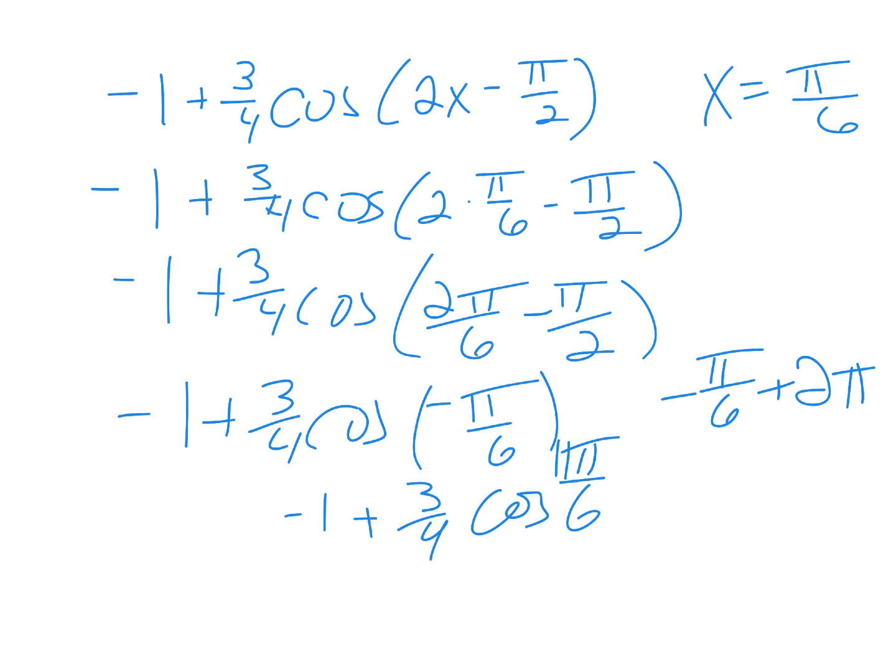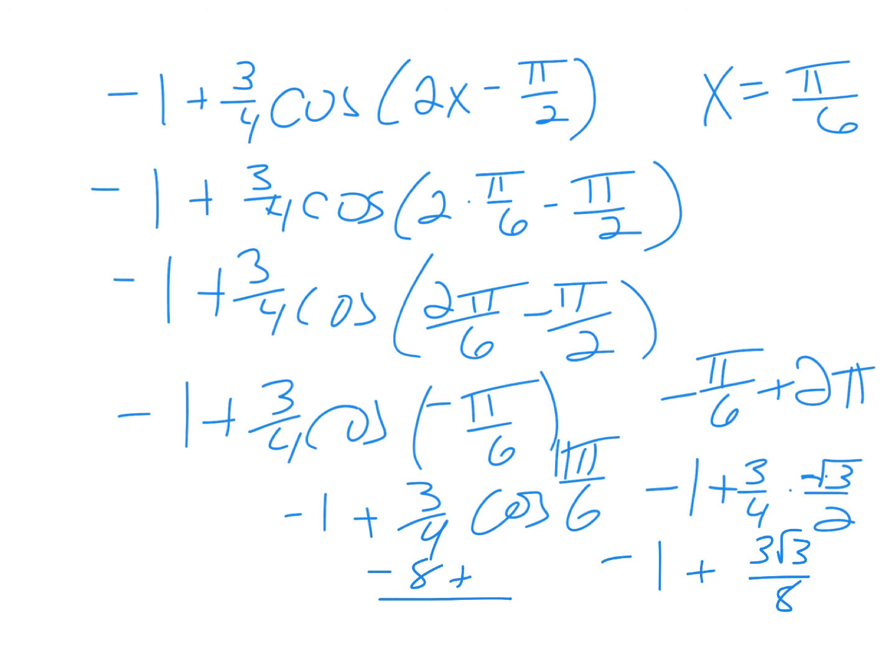Cosine of 11 pi over 6 is root 3 over 2, so we have negative 1 plus 3 over 4, times root 3 over 2. And let's make this look a little bit nicer. All right, let's multiply. We're going to get 3 root 3 over 8 plus negative 1. And then if we get a common denominator, it's going to get us negative 8 plus 3 root 3 all over 8. And that would be our solution.